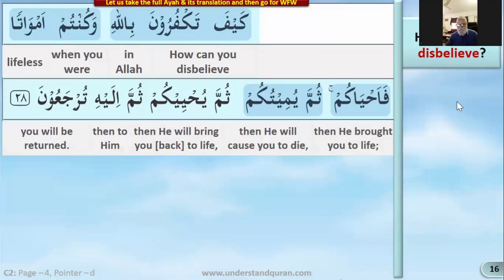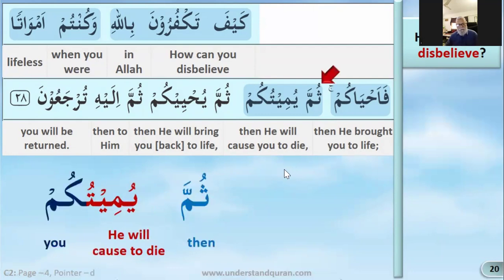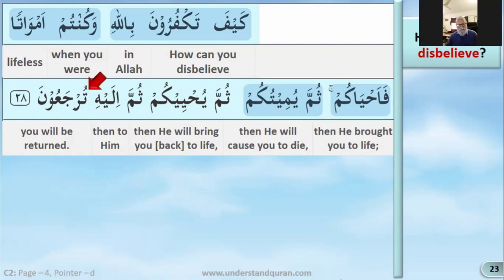Kaifa, how. Takfuruna, can you disbelieve. Billahi, in Allah. Wa kuntum, when you were, amwatan, lifeless. Fa ahyakum, then He brought you to life. Summa, then, yumitukum, He will cause you to die. Then He will cause you to die. Summa, then, yuhikum, He will bring you back to life. Summa, then, ilayhi, to Him, turja'un, you will return.